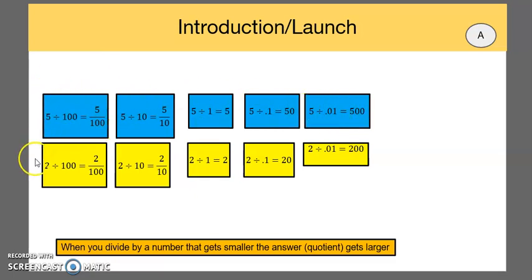We can also look at another example that demonstrates this as well. So we can start out with 2 divided by 100 all the way to 2 divided by 1/100th, and we get an answer from 2 over 100 or 2/100ths all the way to 200. So what we can determine is when you divide by a number that gets smaller, the answer, also known as the quotient, gets larger. So what you can do is write this in your notes and also look at these examples and write those examples in your notes to help you with this pattern that we just noticed.